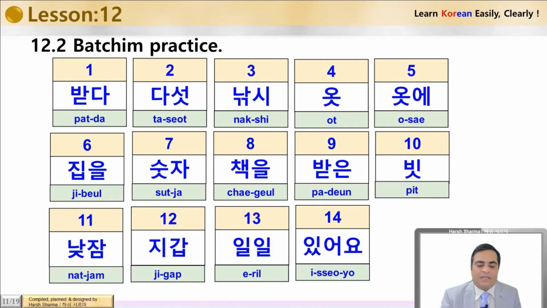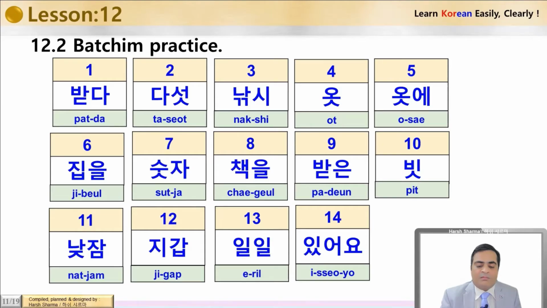Number 8, chagal. Number 9, phadan. Number 10, if you don't know the rule, how will we pronounce it? Bis? No, it will be pit. It will not be pronounced as bis, it will be pit. Number 11, see, nacham. After the Pachim, there is a consonant in the next syllable, so the rule will be applied.